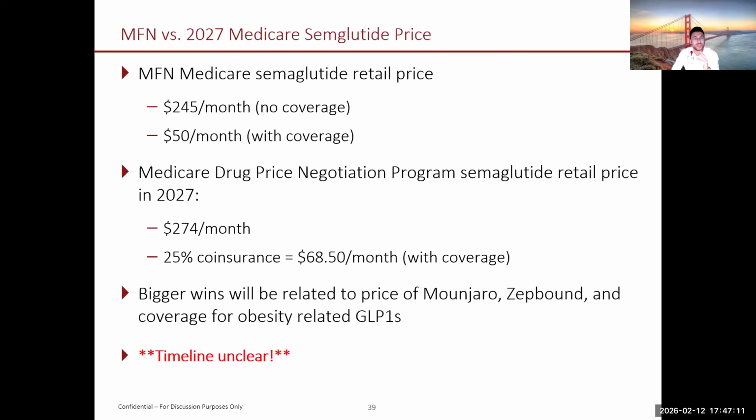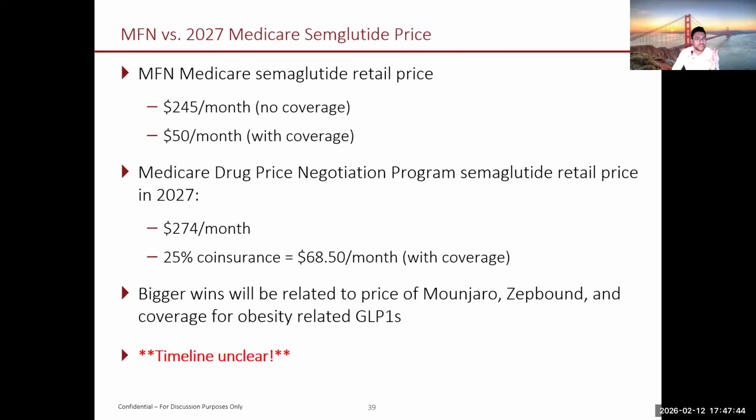The other thing to think about is we just talked about how semaglutide is on the 2027 drug price negotiation program. And so what this executive order is proposing is that if you have Medicare and you're seeking, for example, Ozempic coverage, it would be $245 a month if the plan wasn't covering it, $50 a month if it was. But in 2027, with Ozempic being on the drug price negotiation program, its cost will already go down to $274 per month, and at 25% coinsurance of that is $68 a month.